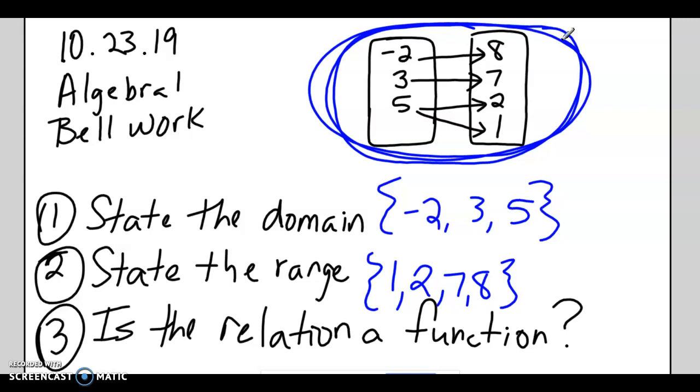How did we get those numbers? I gave them to you. I created that relation. So there will be other times when we have a specific relation based on a word problem or a function rule that we have, and there'll be more values, but for this, these are the ones that I chose.